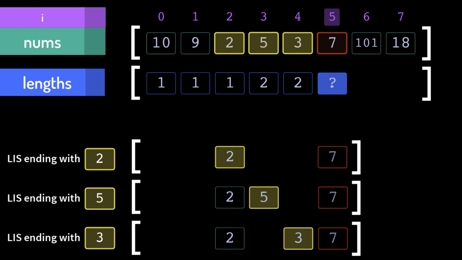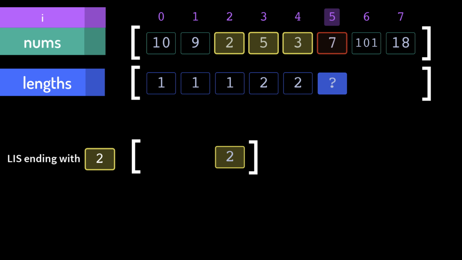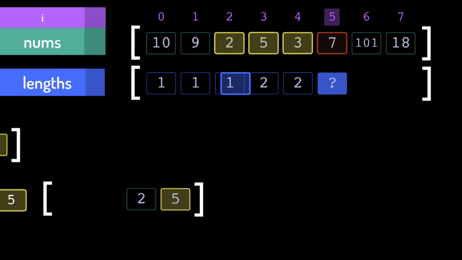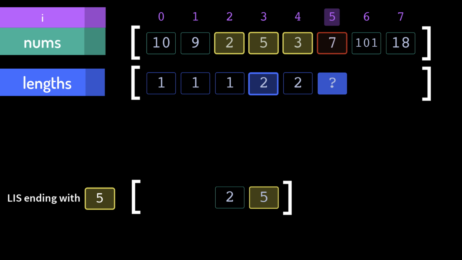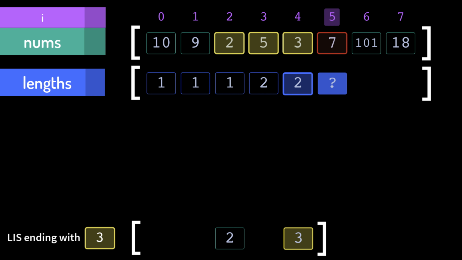However, we aren't interested in finding the actual subsequence, and we weren't given what these subsequences are. Our goal is just to find its length, and what we do know about these subsequences are their lengths. In other words, we know that the longest increasing subsequence ending with 2 contains one number, the longest increasing subsequence ending with 5 contains 2 numbers, and the longest increasing subsequence ending with 3 contains 2 numbers.